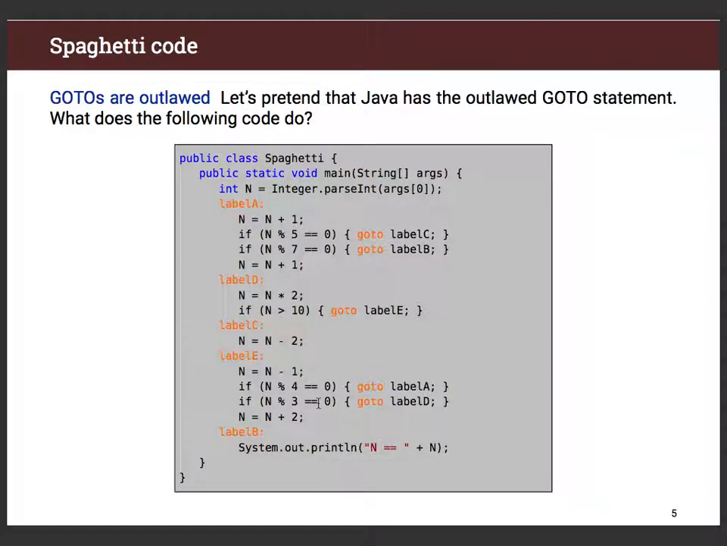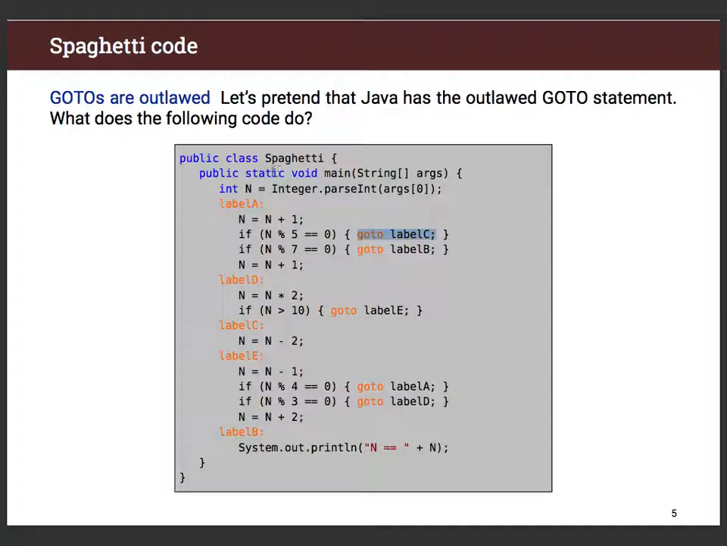So here is an example. This is Java, but enhanced to include, where's the pointer? No pointer, that's fine. I'll point with my mouse. Enhanced to include something called a label. So you can label statements whenever you want. And then you can have gotos that'll jump to that label immediately.